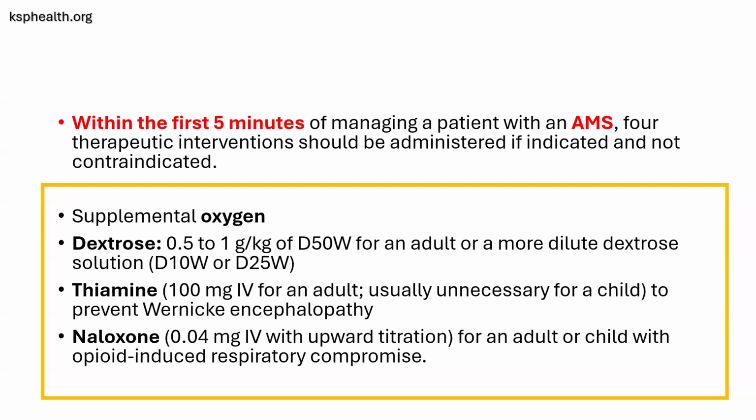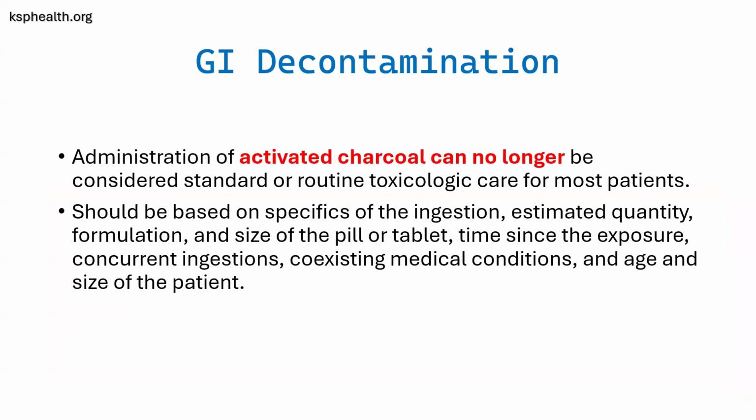Naloxone 0.04 milligram IV with upward titration in adult and child. In a child, you need to use appropriate dosages. So these are the four things that need to be addressed right away, especially when the patient presents with altered mental status.